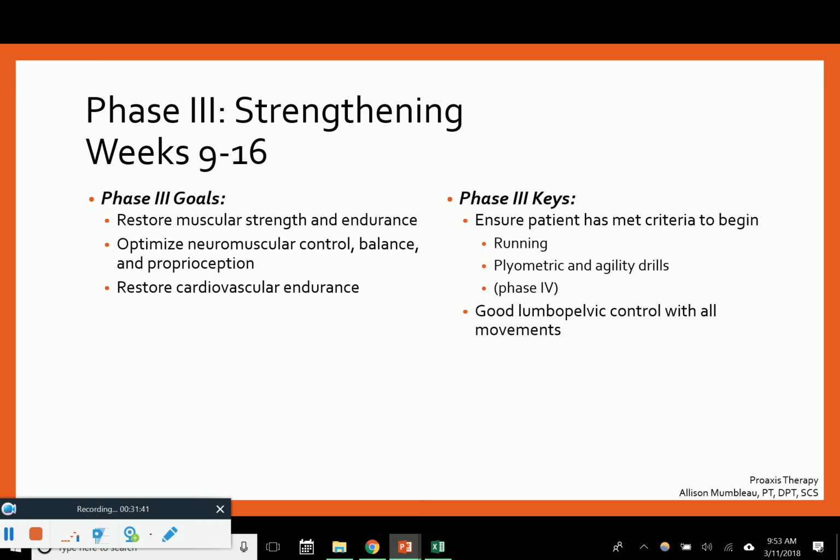Phase 3 is your strengthening phase, weeks 9 to 16. So if you think about months, that's months 2 to 4. You want to restore muscular strength and endurance, optimize neuromuscular control, balance, and proprioception, restore cardiovascular endurance. And then the keys to phase 3 are to ensure the patient has met the criteria to begin running, plyometric and agility drills, and that's going to be seen in phase 4. Good lumbopelvic control with all movements.